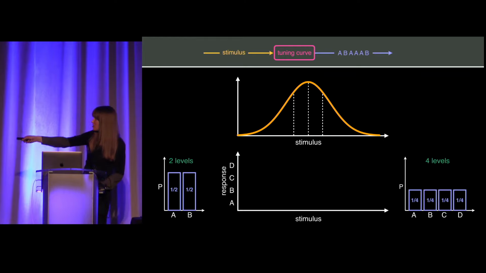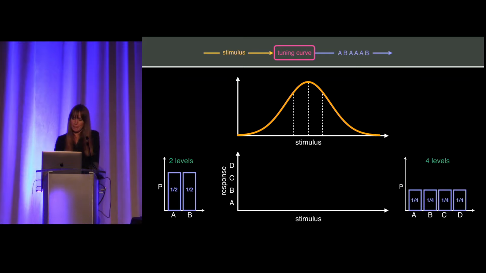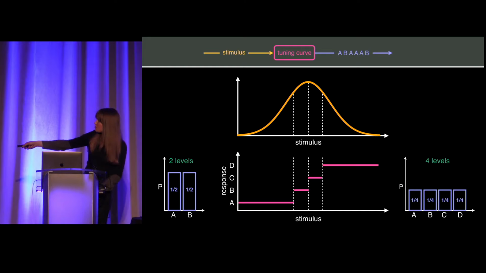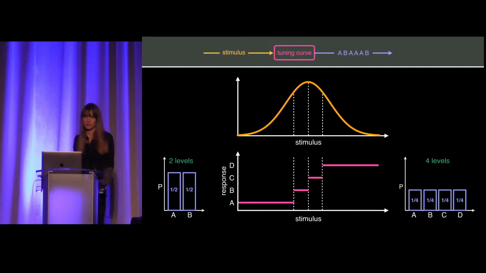So now each of these chunks here has an equal probability density. Then we can assign each of these chunks to a different response level. So we can assign the left chunk to A, another chunk to B, another chunk to C, and the rightmost chunk to D. And in this way, we can build up a tuning curve that will again ensure that our responses are used with equal frequency at the output.